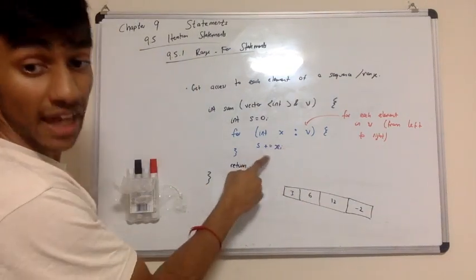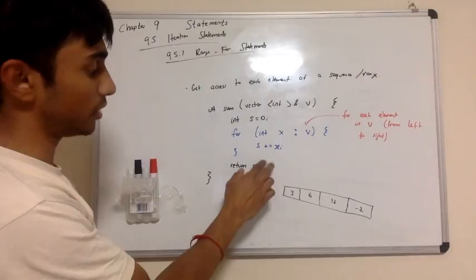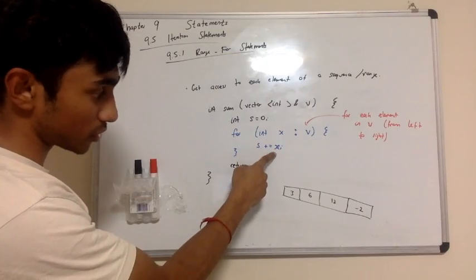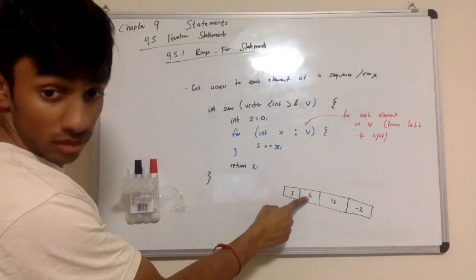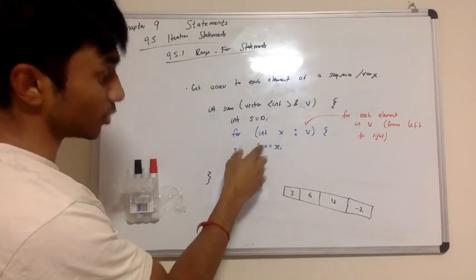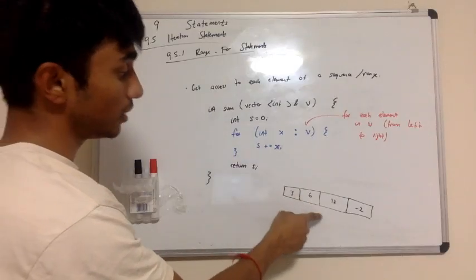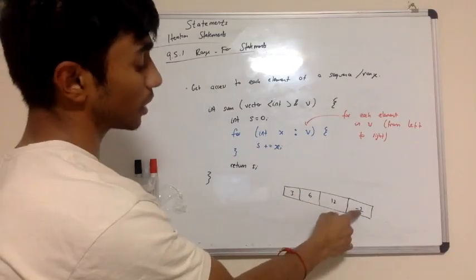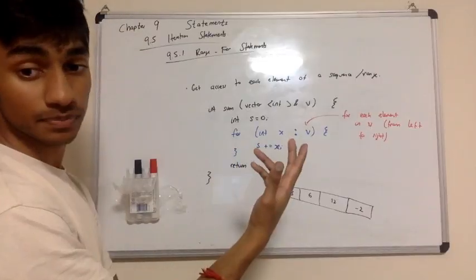X is going to be 3, and we're going to add that to our counter, so s is going to increase to 3. Then x is going to move on to here. It's going to become 6 in this loop. It's going to be added to s, so we're going to get to 9. Then x is going to move on to 12. We add that, we get 21. Then x is going to become minus 2. We add that to s, we get 19.